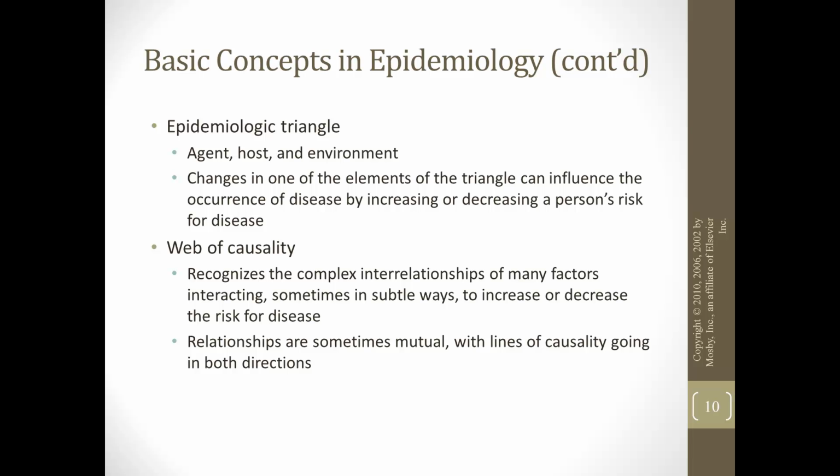The web of causality is a term you might hear. It's recognizing the complex interrelation of many factors interacting, sometimes in subtle ways. Relationships are sometimes mutual, with lines of causality going in both directions. So, in other words, having someone get a disease is not just a simple, you got it or you don't.